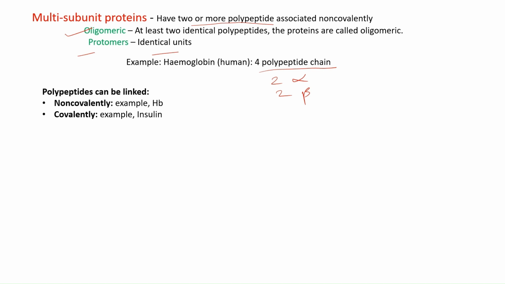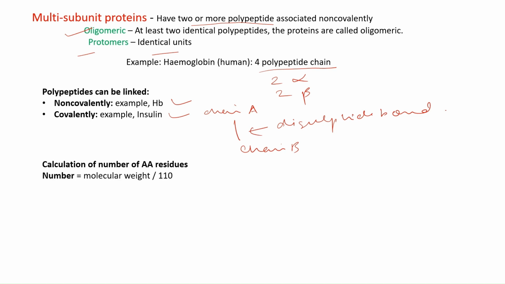Now, when a protein consists of more than one polypeptide chain, those polypeptide chains can be linked together non-covalently, as in the case of hemoglobin, or covalently, as in the case of insulin. Insulin consists of chain A and chain B. And these two chains are linked together by a disulfide bond. So, when a protein consists of more than one polypeptide chain, they can be linked covalently or non-covalently.